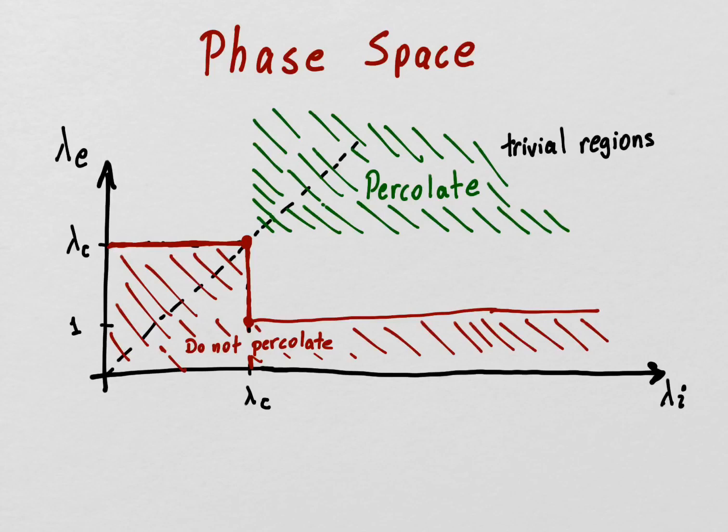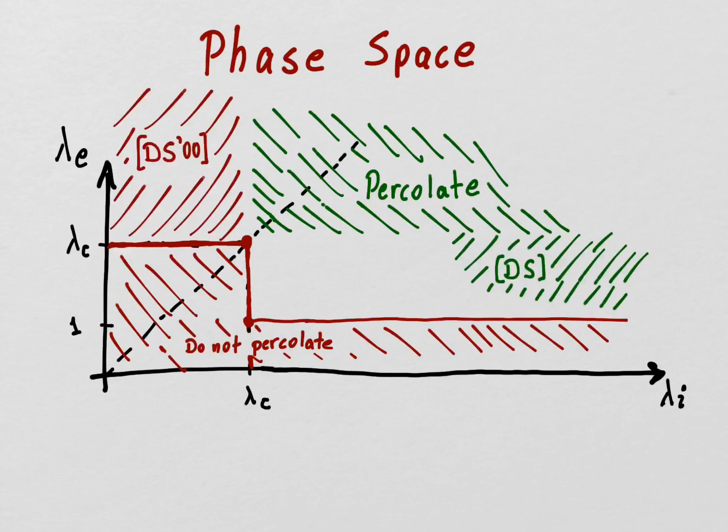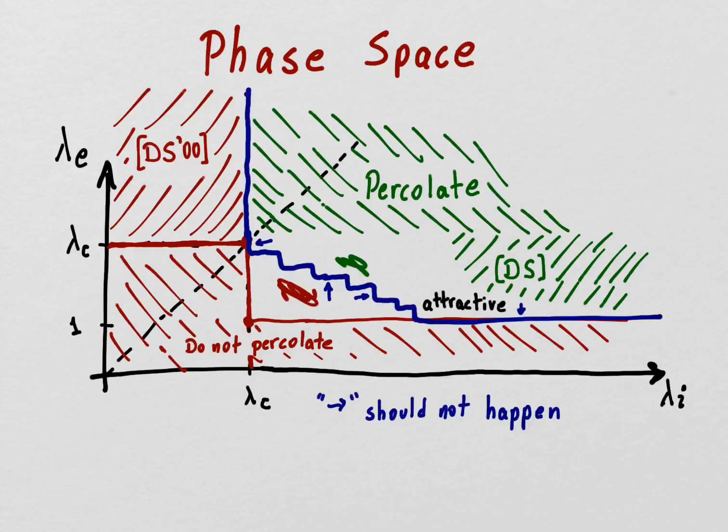Now, the results of Durrett and Schinazi are that in this region of the phase space, the process dies out, and in this region of the phase space, the process survives. And this implies that there is a critical curve here separating the parameters for which the model dies and parameters for which the model survives.